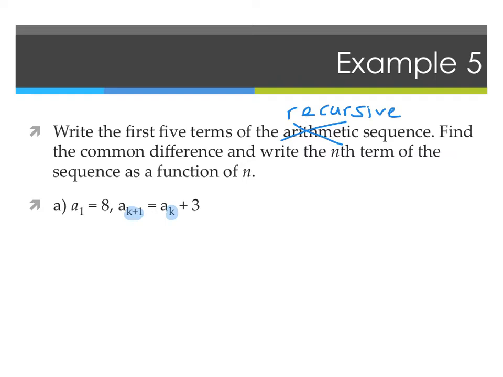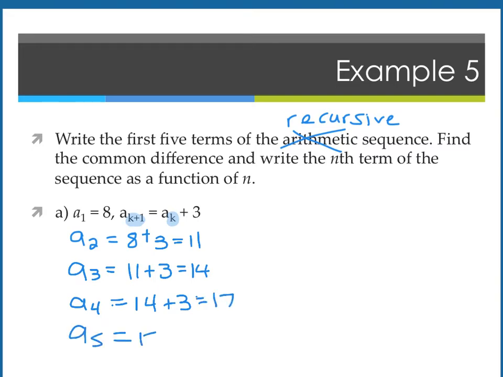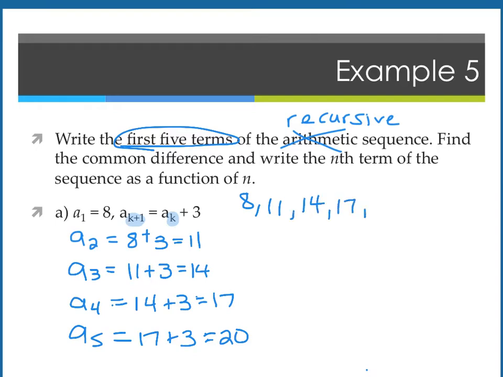So if a sub 1 is 8, then how do I get to a sub 2? Add the 3, right? So 8 plus 3, which is 11. A sub 3, I take the one before it, which is 11, and add 3, 14. A sub 4, 14 plus 3, 17. And then the last one, a sub 5, 17 plus 3, 20. So the first 5 terms would be 8, because you have to include that one, then 11, then 14, then 17, then 20.